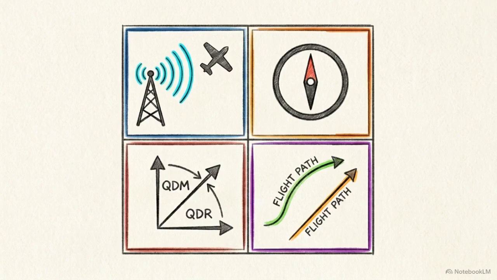Screenshot this final framework. NDB transmits, ADF receives. Needle points to the station. QDM means to, QDR means from. Homing follows, tracking corrects for wind.